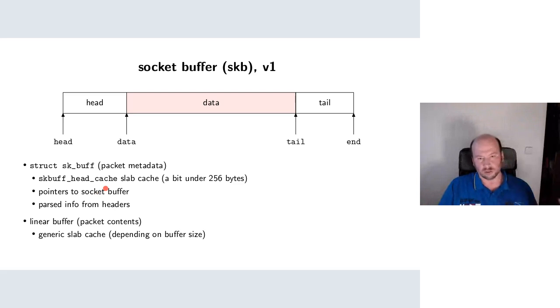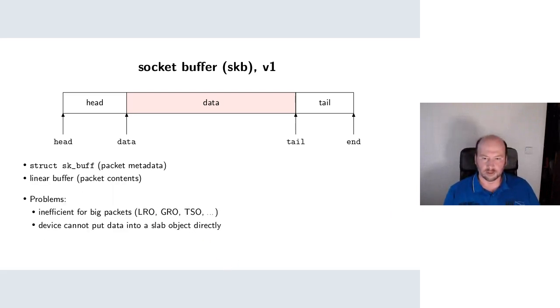There are pointers to the socket buffer, where the actual packet data reside, and also parsed information from the headers, from already processed headers, because we don't want to look into the packet data and extract the information again and again if we need it multiple times. And then there is a linear buffer, or was a linear buffer, with the packet contents, which was allocated in a generic slab cache, because the size depends on the buffer size and on the bucket size, of course.